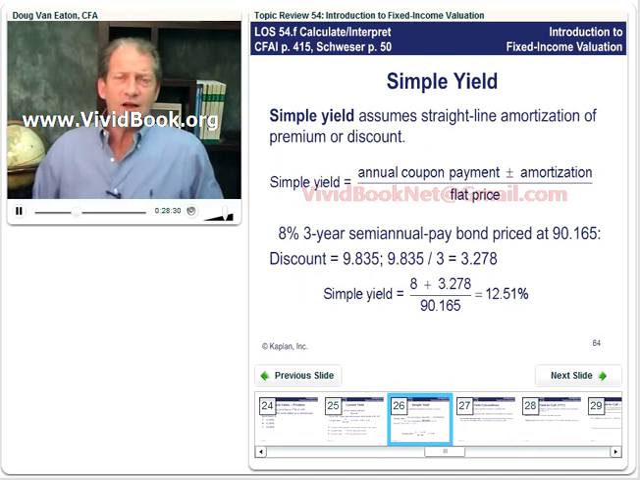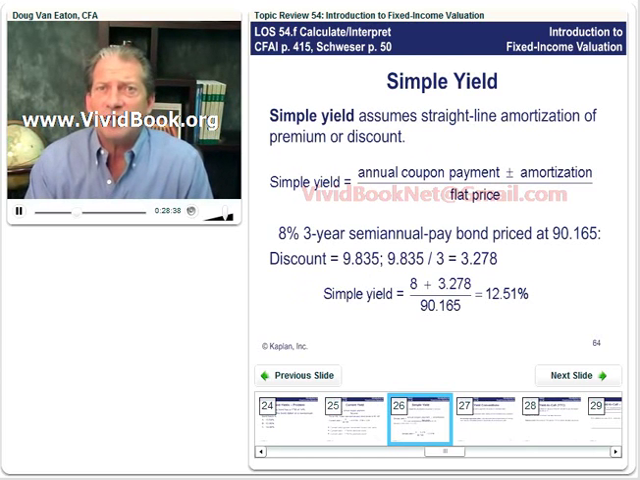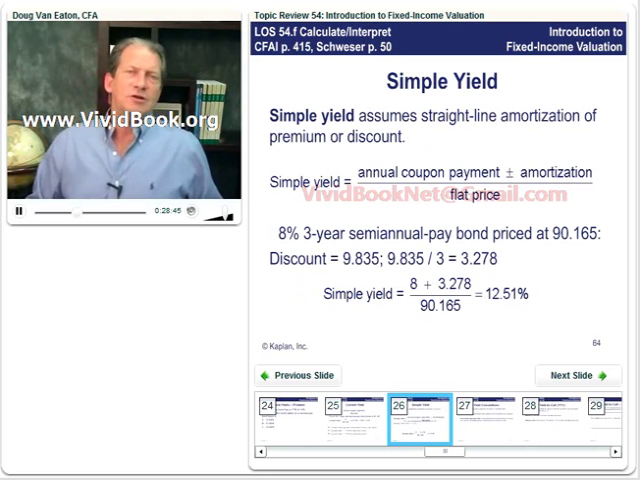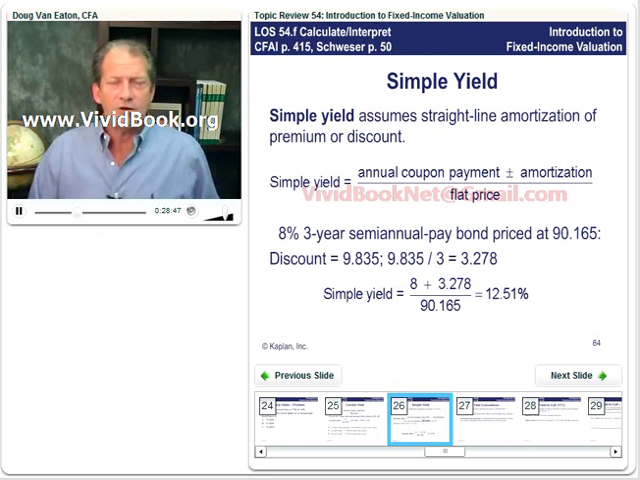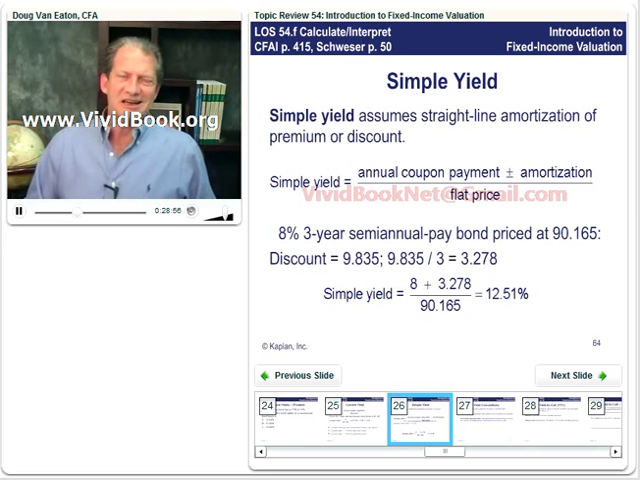Now, a yield called the simple yield, and I can only think that this was used way before calculators, but the simple yield assumes straight line amortization of the premium or discount. Okay, so we had the current yield, and we said, well, we didn't like the current yield. It was really simple to calculate, but it just ignored the movement of the bond toward par value between now and maturity. Well, the simple yield kind of has a quick and dirty way of adjusting for that.